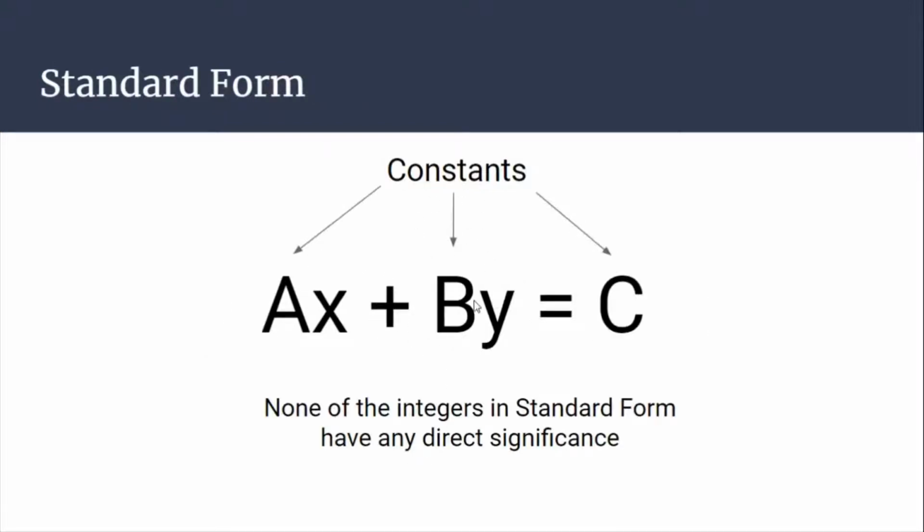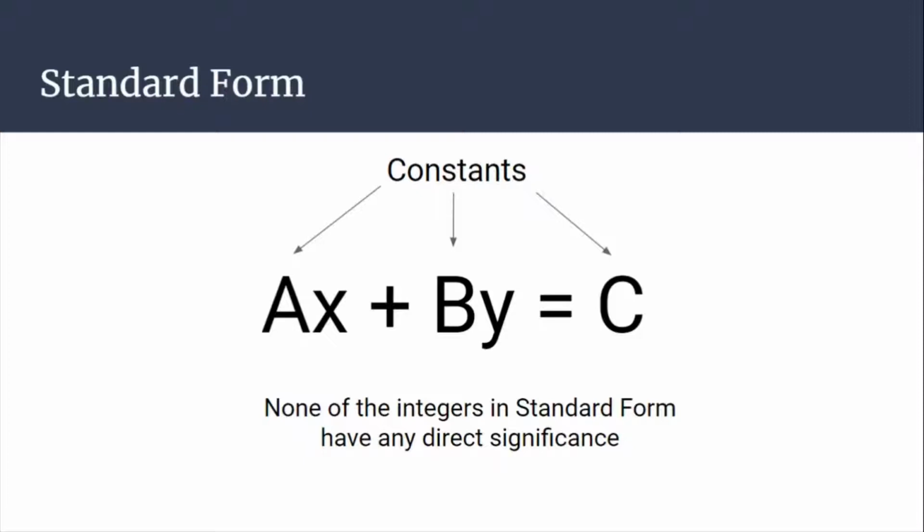The next form is the standard form, which is ax plus by equals c. And a, b, and c in this form are all just constants. They're not necessarily representing anything, and they don't necessarily have any sort of direct significance to the linear function line. They're all just constants that, when you plug in the variables, you'll be able to solve for the other variable.